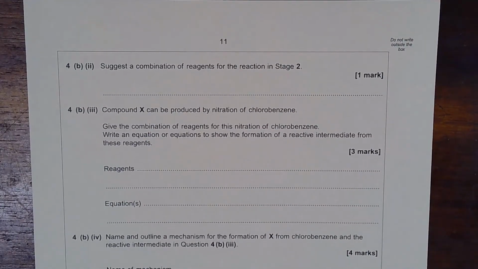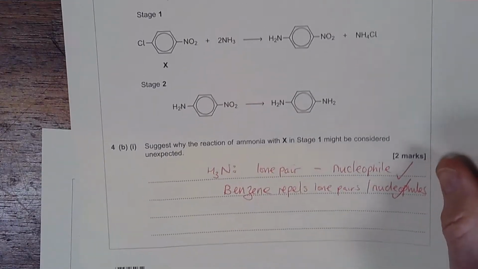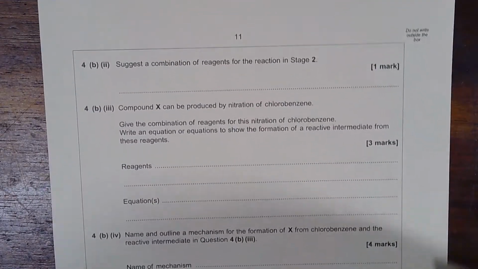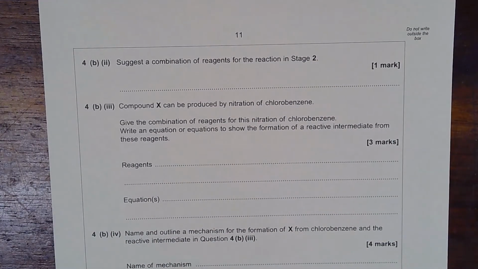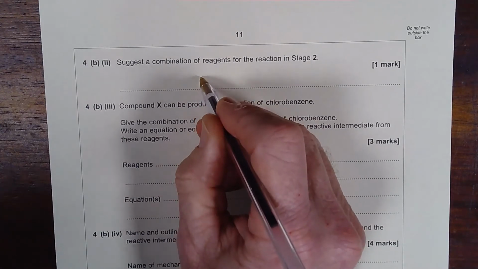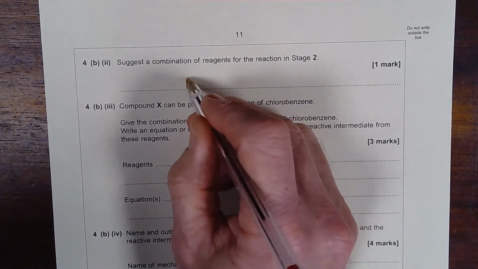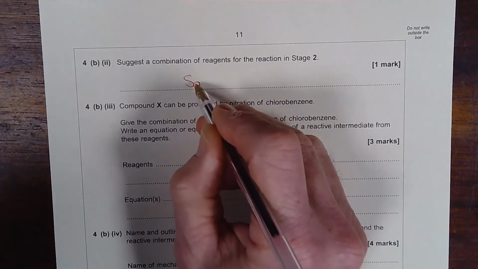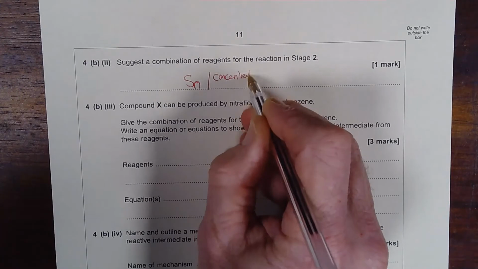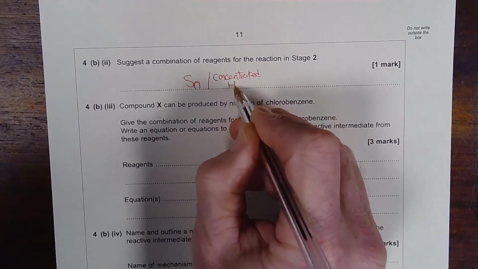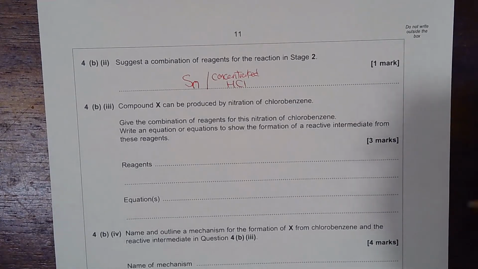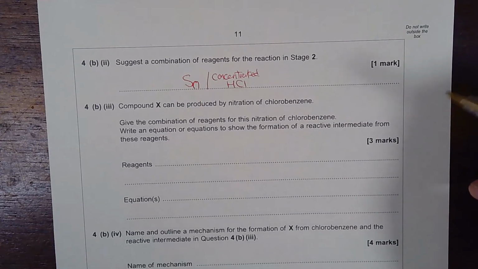Suggest a combination for the reactions in stage 2. So stage 2 turns an NO2, a nitro group, into an NH2, an amine group. This is done traditionally with a combination of tin, Sn, with usually concentrated hydrochloric acid. But certainly, as it's only a one marker, tin and HCl would work. But other combinations would work quite nicely.